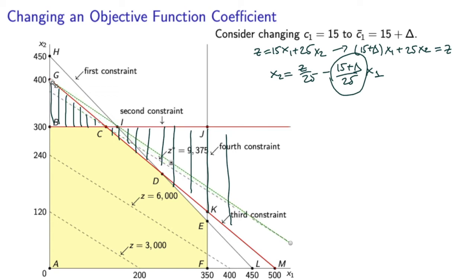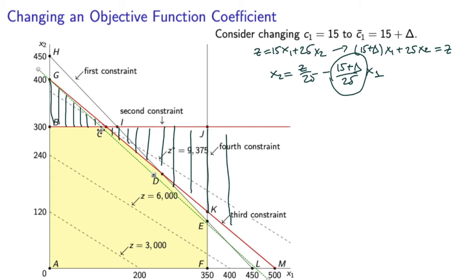So let's look at what is happening when we slightly change the slope of this line. So making it a little bit steeper, we increase the slope in the absolute value and make it more negative. So this corresponds to an increase in the value of delta from 0 to a positive value. So let's say if the slope is like this, then let's see if the point C still remains optimal.